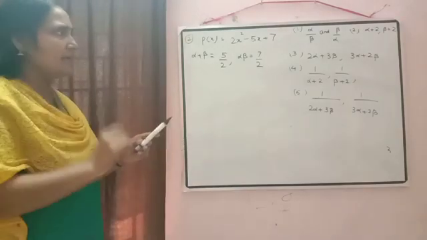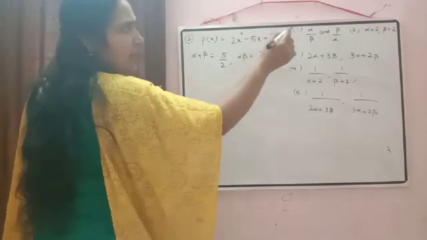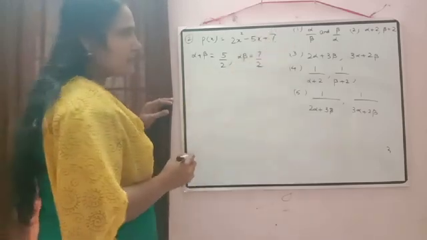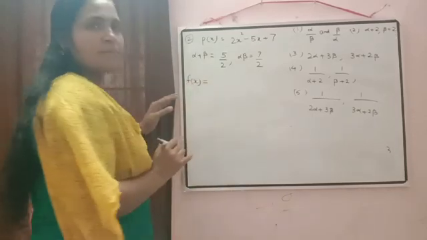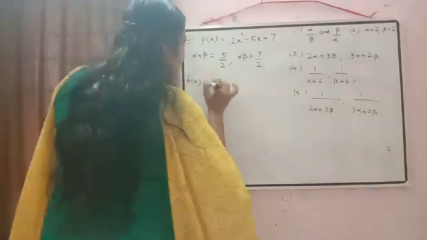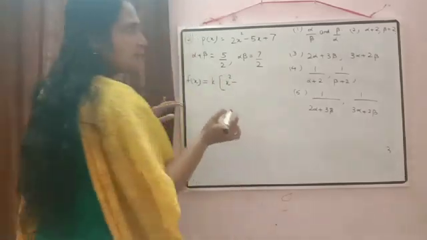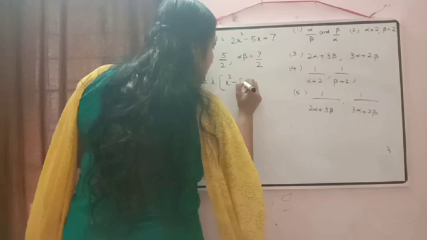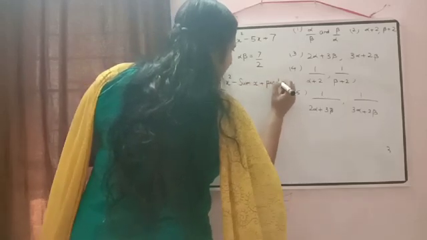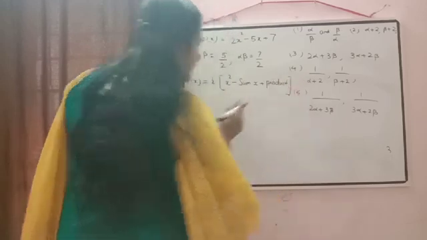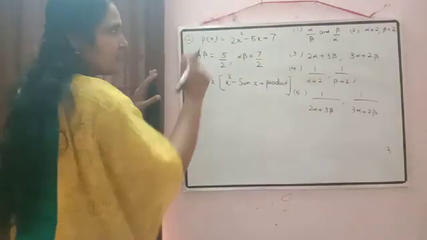Now first one is we have to frame a polynomial whose zeros are alpha by beta and beta by alpha. So we'll write down, let the required polynomial be f of x. So we know f of x is equal to k into x square minus sum of the zeros into x plus product of the zeros. So we need to find out the sum and the product. So first question we are doing.